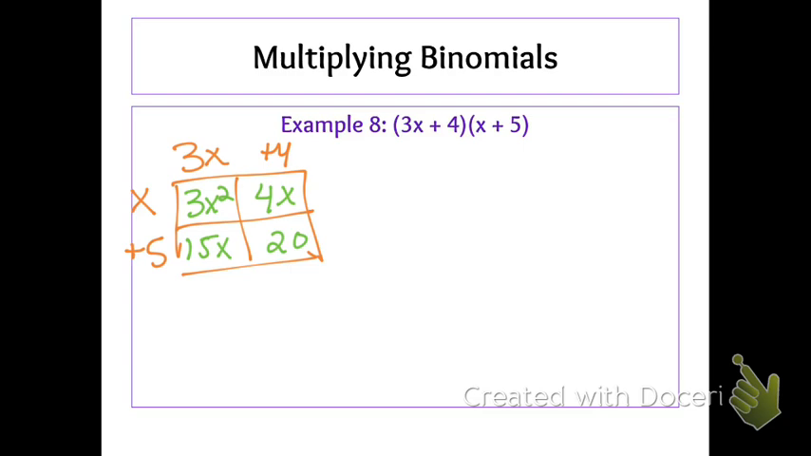Then next I would look for my like terms, and then finally I would go through and write out my final answer with those like terms combined. So the 4x plus the 15x, which gives me a 19x. The 3x squared and the 20 don't have any like terms, so they just stay the same. Now I'm not going to redo this one a second time with the distribution method, but you are certainly welcome to give that one a try if you like.